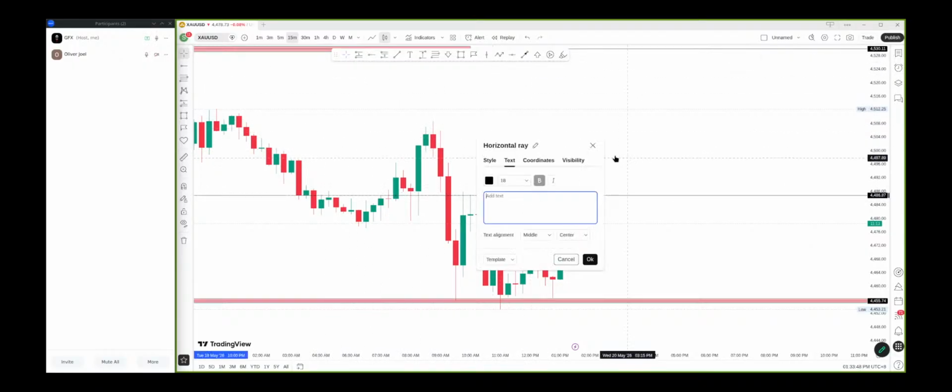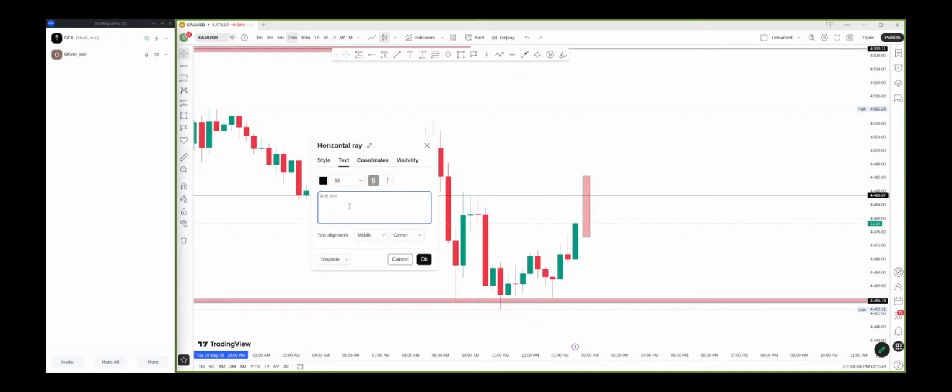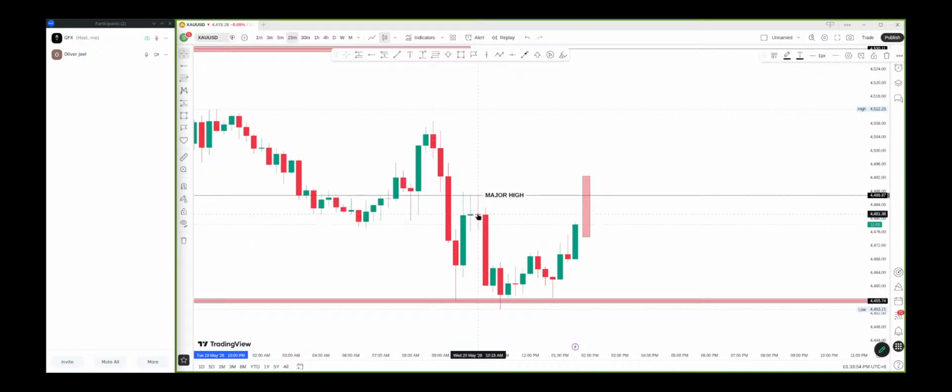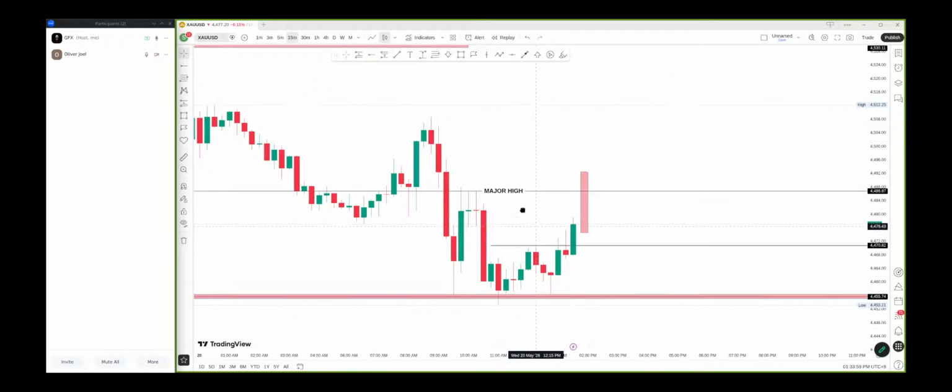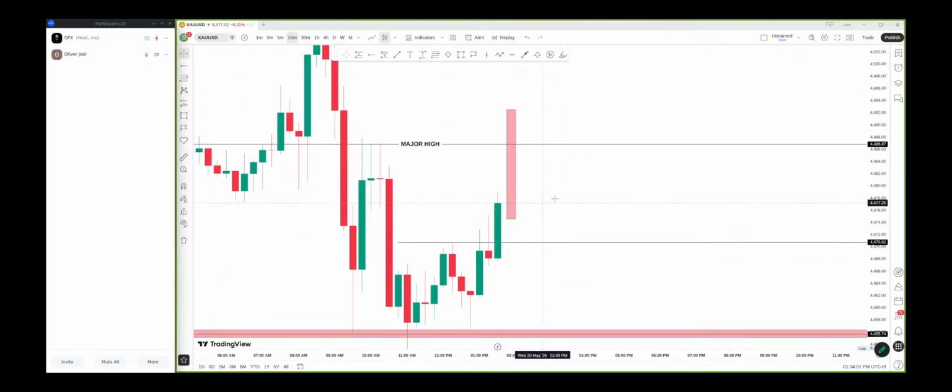And as I mentioned earlier, this is also your major high. So I will be okay taking a buy above that. But above this, half the risk, no matter what. And yeah, I mean, this is a perfect example as well.